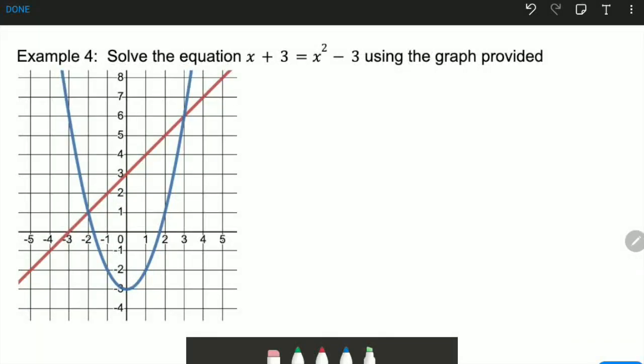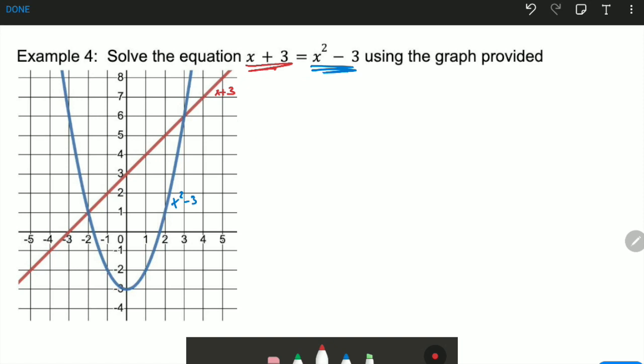In this example, we're going to solve the equation x plus 3 equal to x squared minus 3 using the graph provided. So we can already see it graphed here, and just emphasizing that x squared minus 3 is the one graphed in blue. This is the x squared minus 3. And then x plus 3 is the one there in red, which is right there.